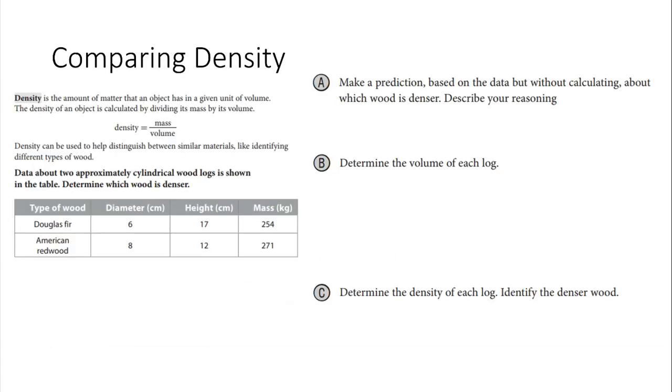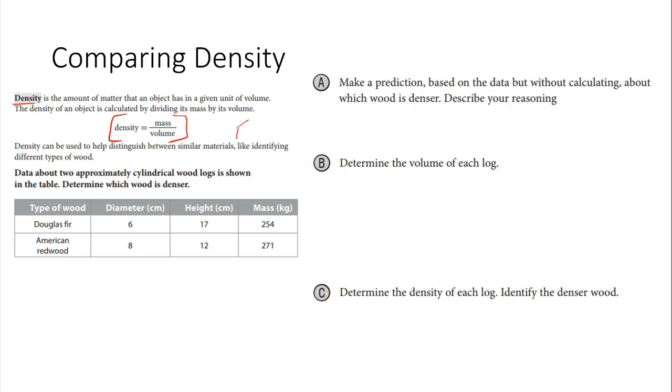So again, let's look at the word density. Density is the amount of matter that an object has in a given unit of volume. And it basically can be calculated by this. To find your density, you just take the mass and divide it by the volume. Okay, so density can help us compare different objects with different materials.